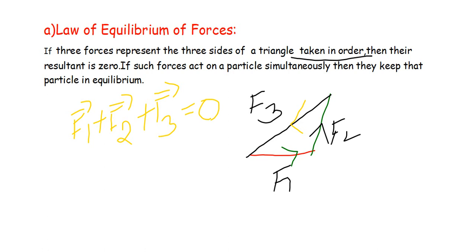So this is the law of equilibrium of forces. If they are moving in equilibrium, their resultant vector is 0. This is the simple law. F1 bar plus F2 bar plus F3 bar is equal to 0.